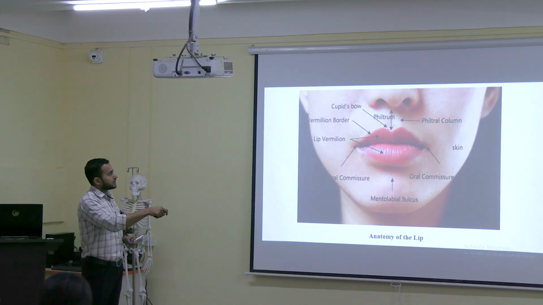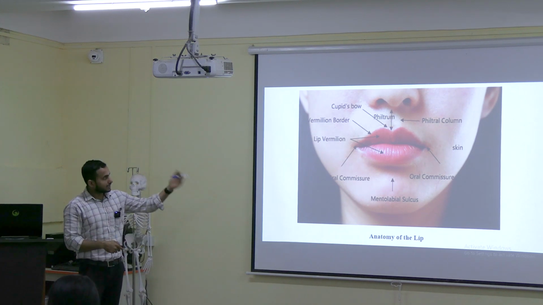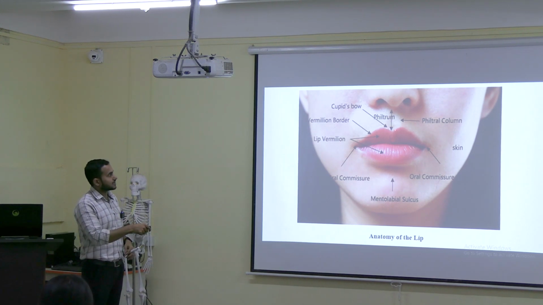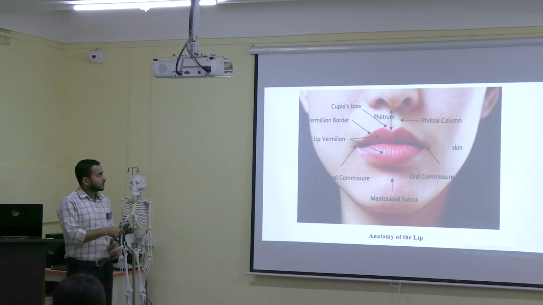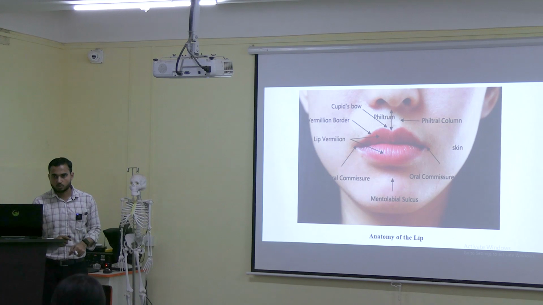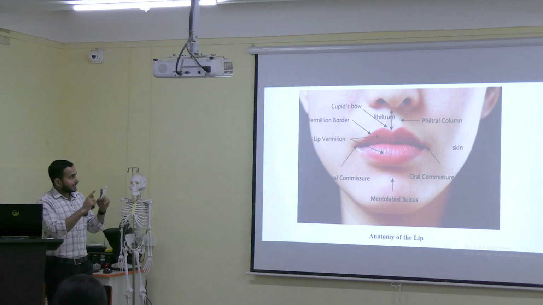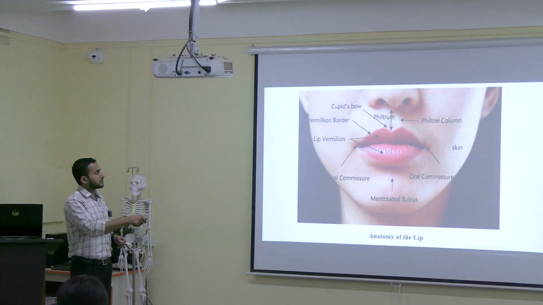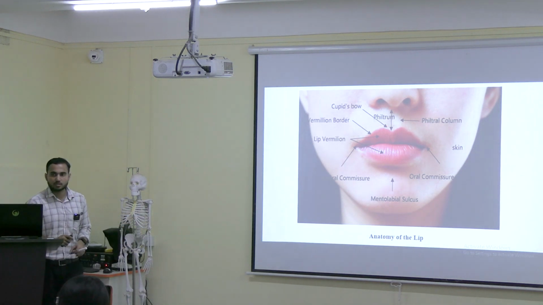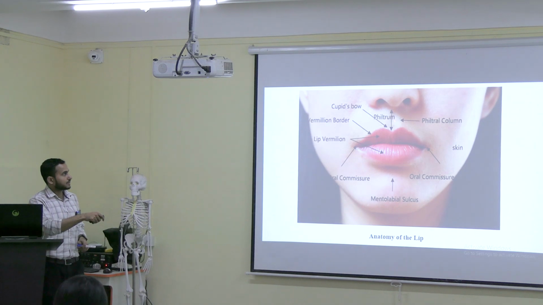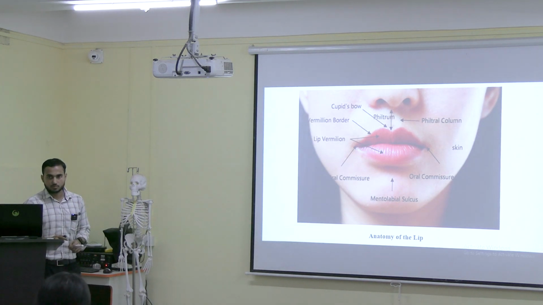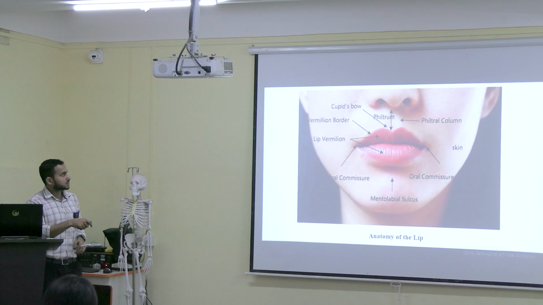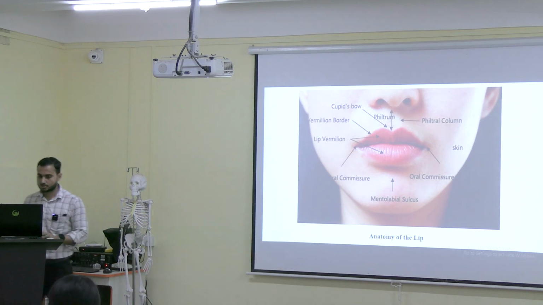For example, if you see the upper lip, at the center of the upper lip a V-shaped sulcus is there. A V-shaped depressed area is there, as you can see. This is called Cupid's bow. On either side of the Cupid's bow, you can see a ridge. That is called the philtral column, and the central depressed part is called the philtrum. Now, what are those structures? Why are they present? That also we have to discuss.